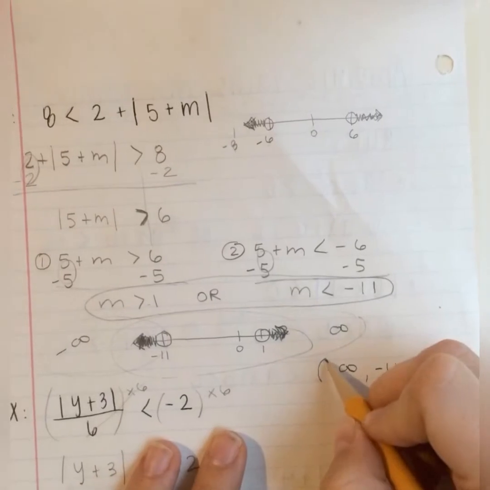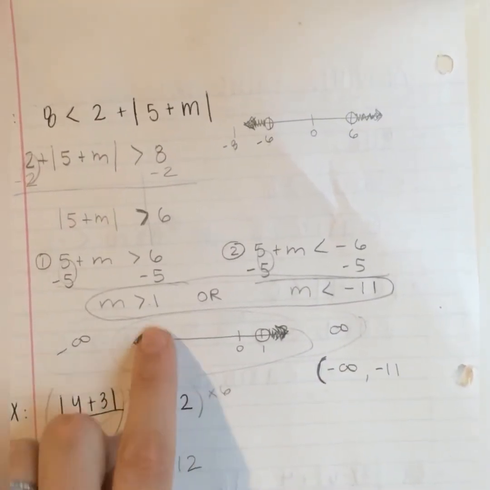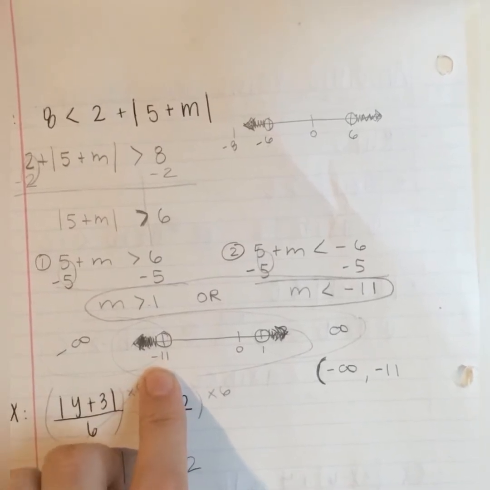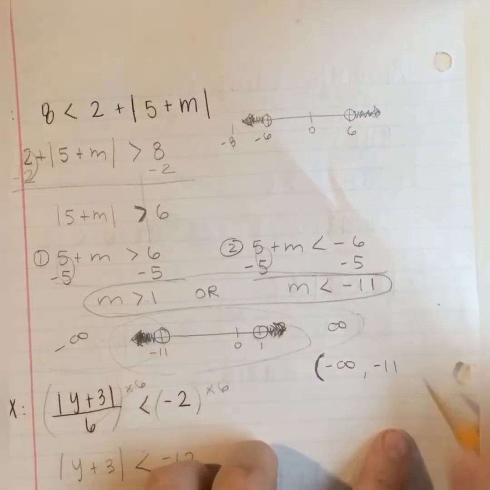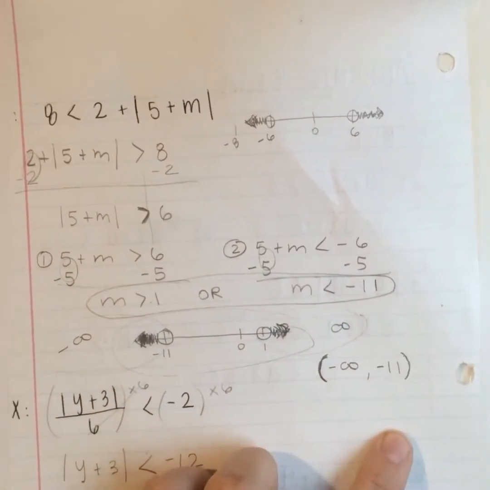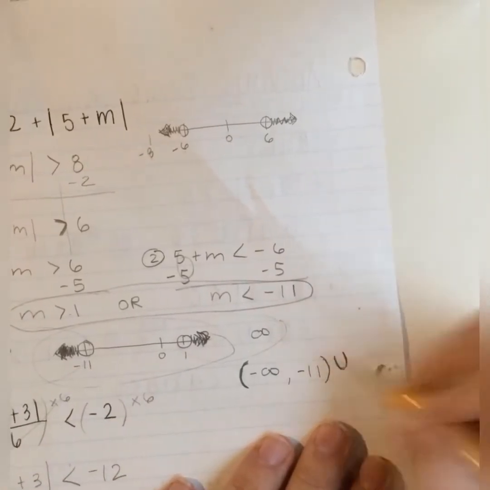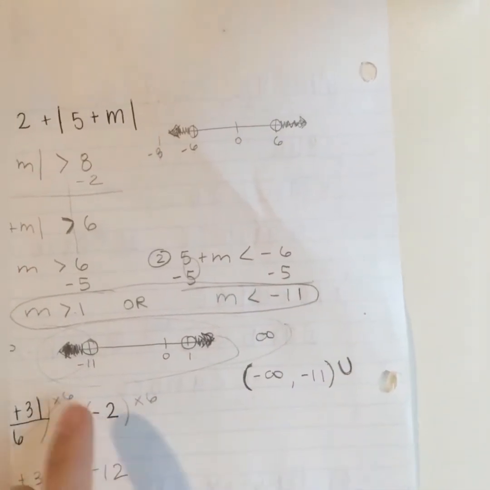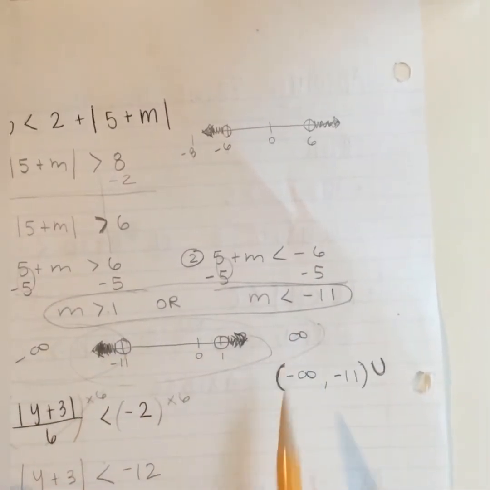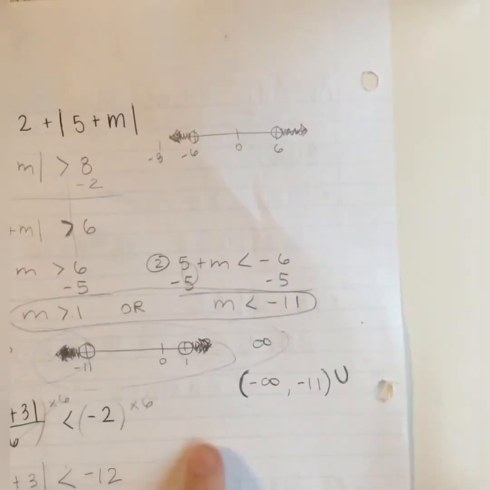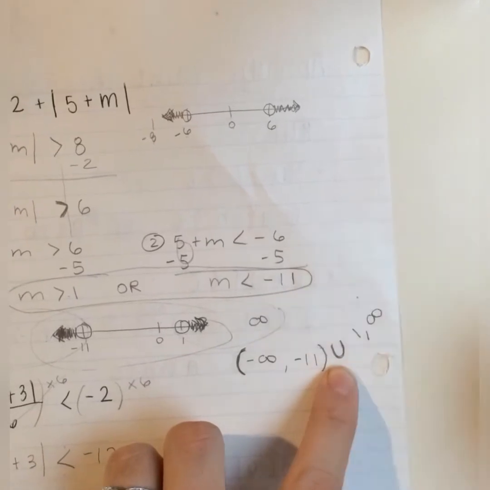Okay. Your infinities and negative infinities always get a parentheses. And then since this can actually equal -11, see, it's just m is less than -11. It can't be equal to. Then we put a parentheses. And then we're going to put a U for a union because we have another section, right? It's not just this, we also have this section that's shaded as well. So this section runs from 1 to infinity.